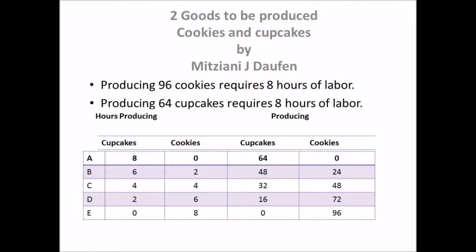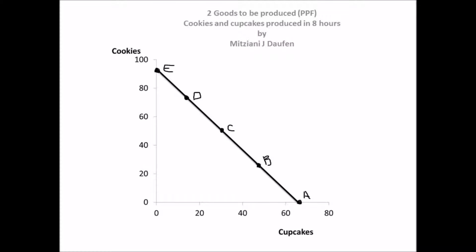And then back to cookies. A, 0 hours, 0 cookies. B, 2 hours, 24 cookies. C, 4 hours, 48 cookies. D, 6 hours, 72 cookies. And E, 8 hours will make 96 cookies. The table again is made to show two products cannot possibly be produced at the same time, particularly at the 8-hour time, right? Now, this is a graph showing that the opportunity cost is also constant at 1.5, similar to the 1-hour labor, but I just increased the time from 1 to 8 hours to make more cookies and cupcakes.